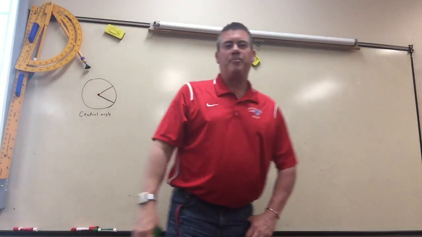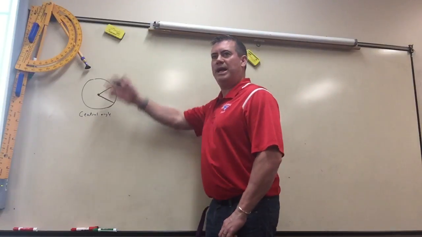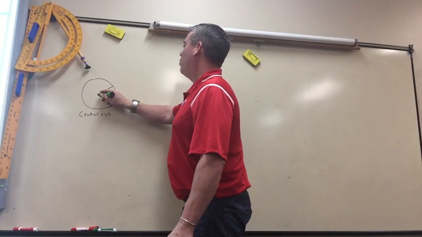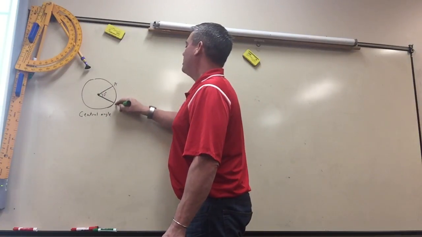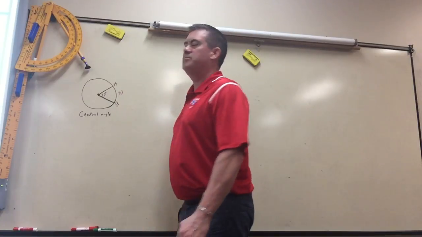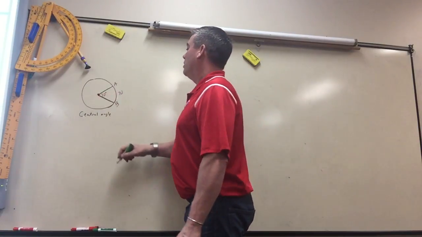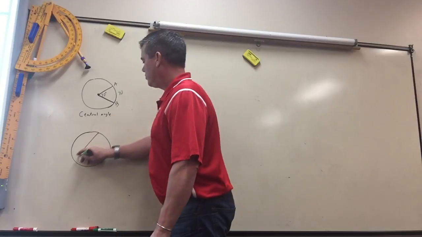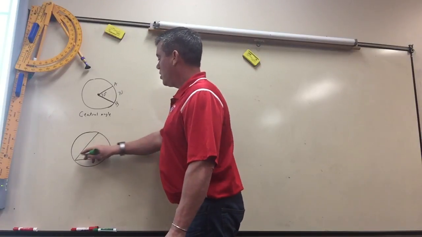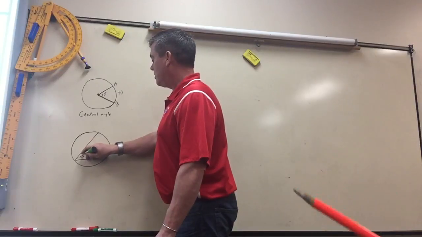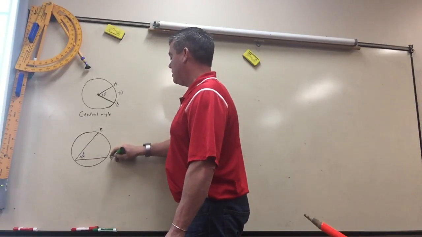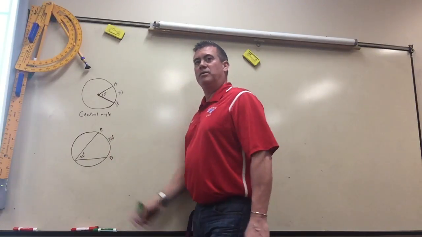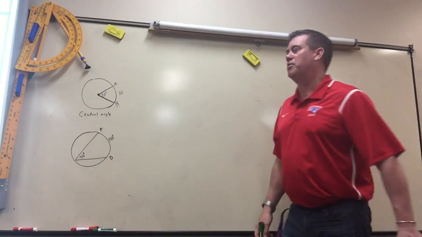Okay, the first thing is, if you've got two radii that form an angle, it's called a central angle. And the central angle and the arc that it intersects are the same. Okay? Then we did inscribed angles. So this one is the angle and the arc it intersects. The angle is half as much, or the arc is twice as much, whichever way you're solving it.